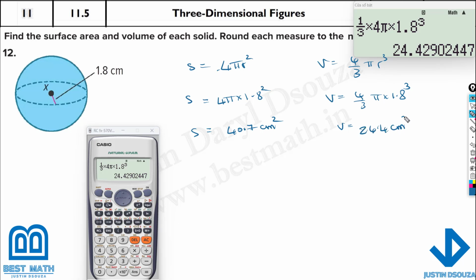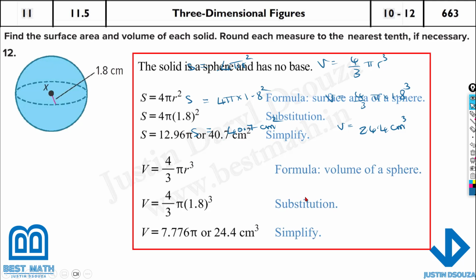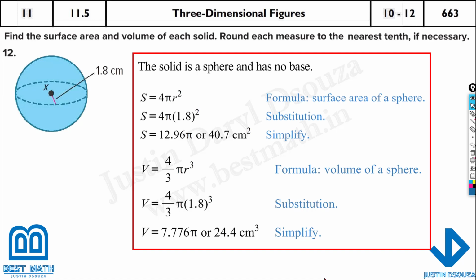24.4 centimeter cubed. You can see r to the power 3, so centimeter will be power 3. Over here it's only power 2. That's the answers. Very straightforward problem. Just remember the formulas and then they can easily be solved.